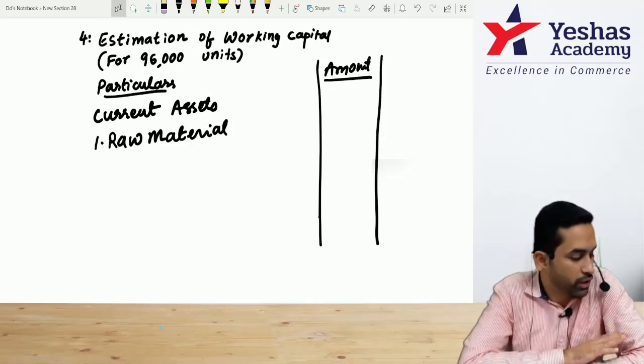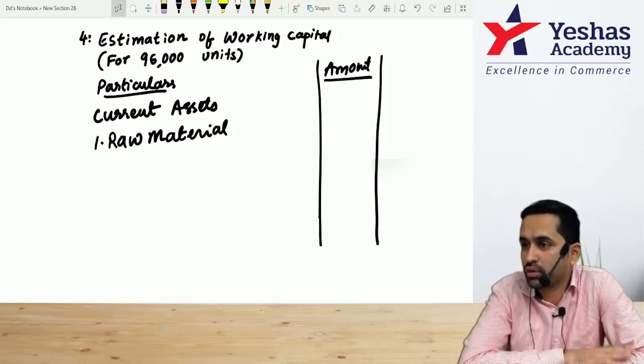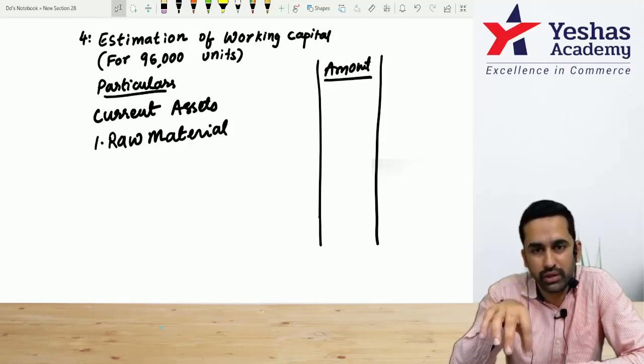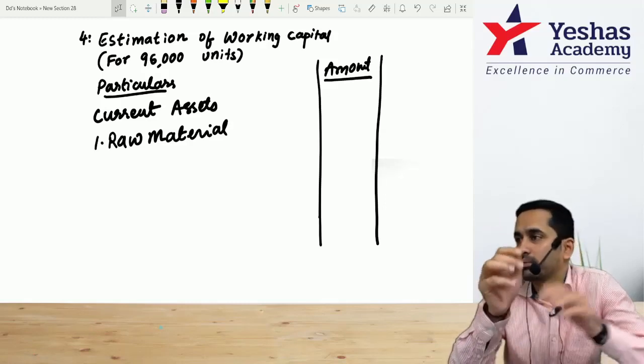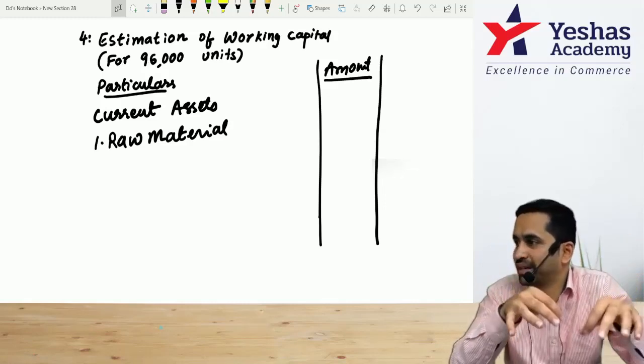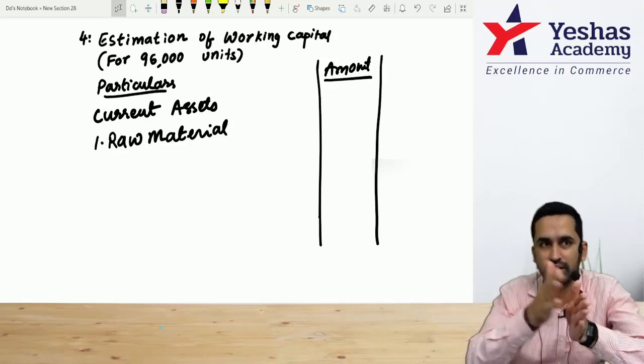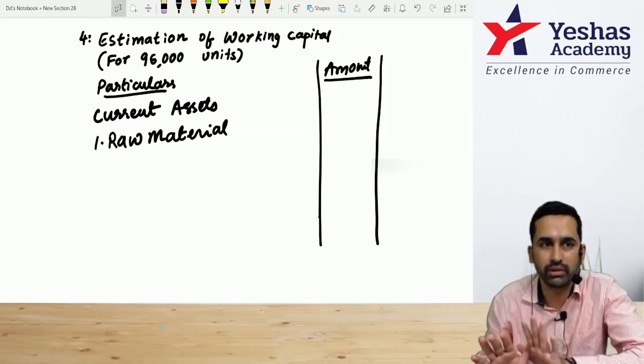It says raw material in stock should be 4 weeks requirement. That means you can do into 4 by 52. I don't have to keep the full raw material requirement on day 1 itself and use it for 365 days. Whatever is required for the next 4 weeks, I have to keep it with me.